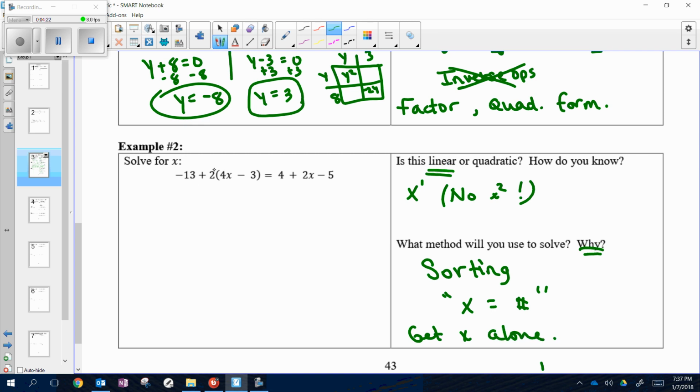So here we go. Well, in order to get there, you can't have these parentheses. So I'm going to distribute the 2, which means multiply that in. 8x minus 6.